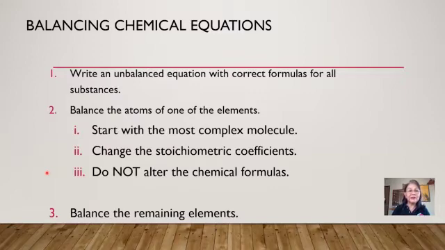So when we balance chemical equations, we do not change the subscripts. We only change the coefficient. That is the number we write before the formula. So you start with one, followed by another, and then balance the remaining elements. It is easier said, or easier listed here, than done.